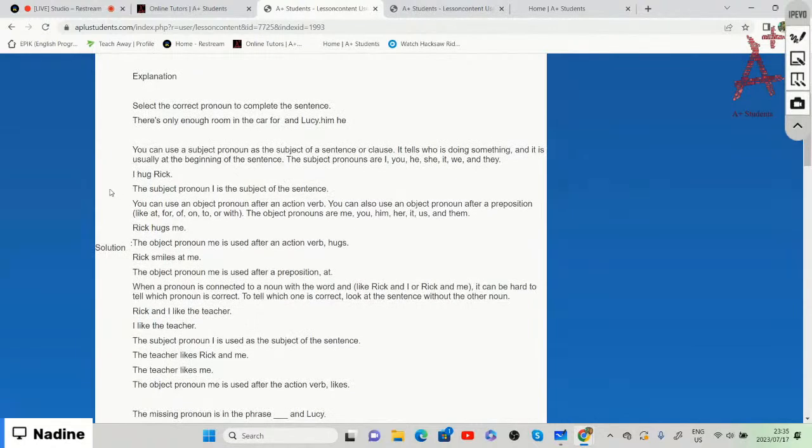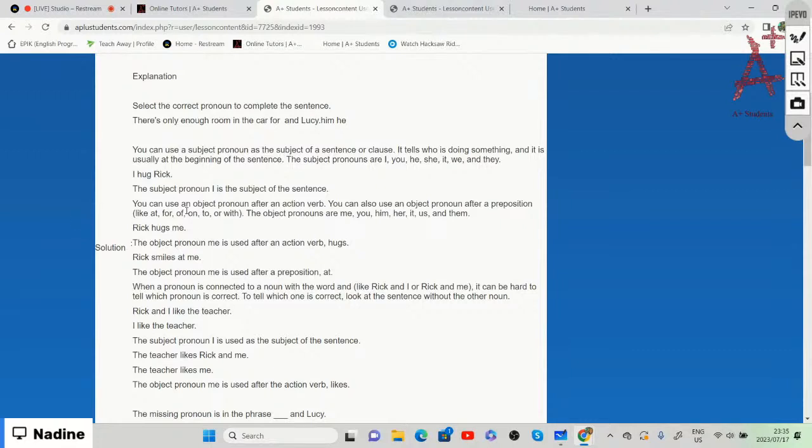For example, I hug Rick, which means that I is a subject pronoun, right? And it's followed by a verb, right? Then we have an object pronoun, sorry, which comes after an action verb, or it comes after a preposition. And the prepositions are at, for, of, on, to, or with, right? And the object pronouns are me, you, him, her, it, us, and them.